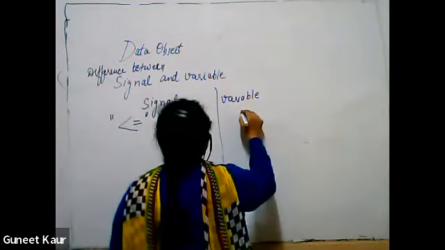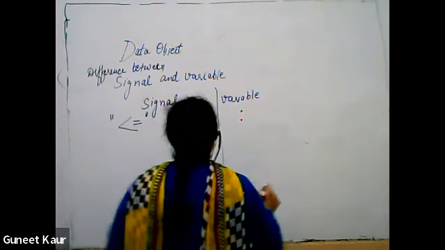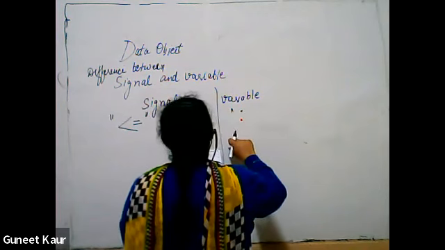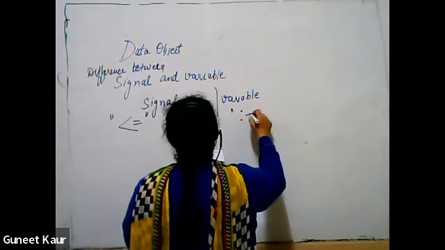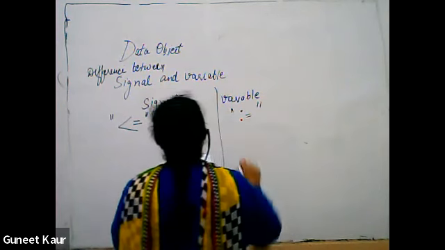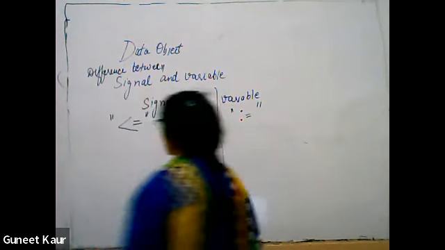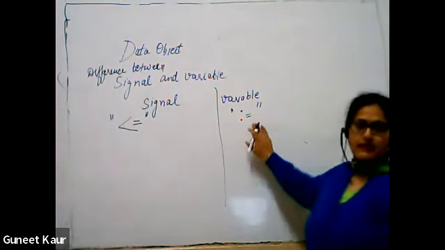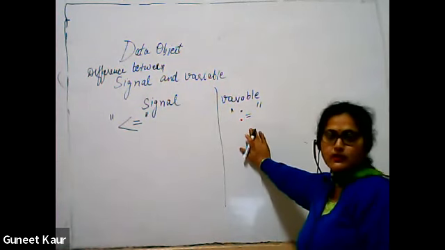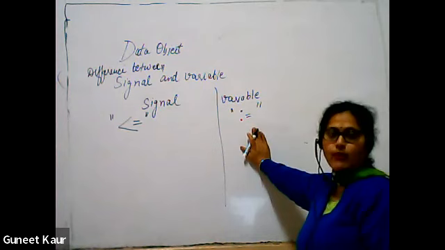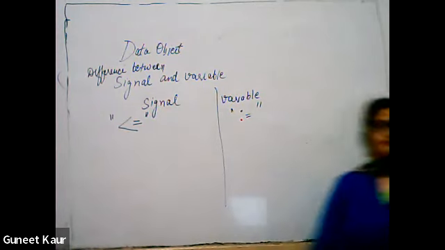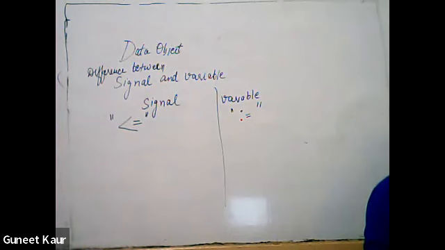Whereas if I want to pass the value to a variable, it will be given by this operator. Using this operator, if you want to pass the value to the variable, then it should be colon equal to, and if you want to pass the value to the signal, it should be less than equal to. This was the first difference.